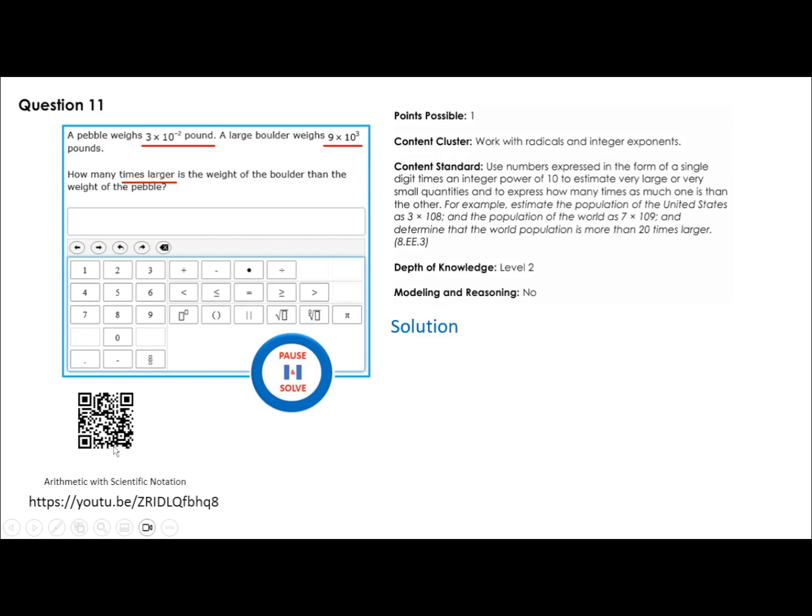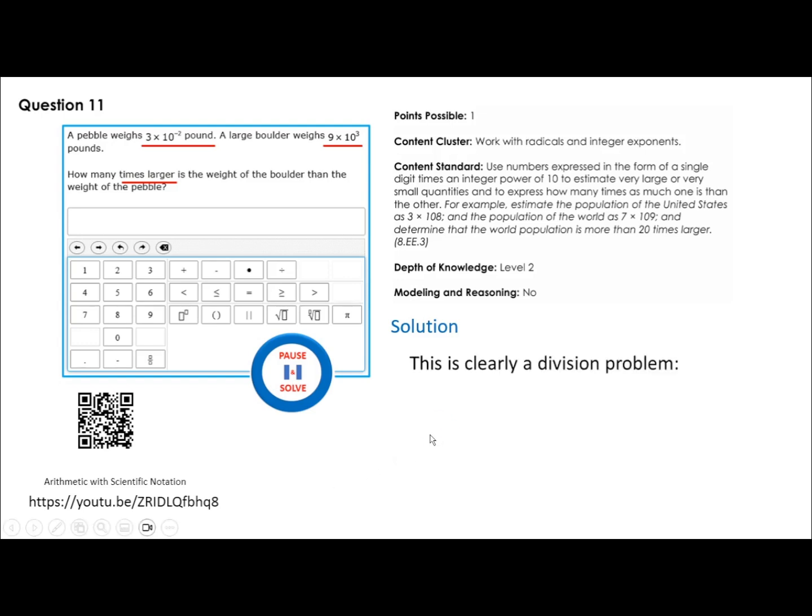Now, I put here for you a quick QR code for a YouTube video about arithmetic with scientific notation. It's good to go and check it out, maybe before even continuing with this video.